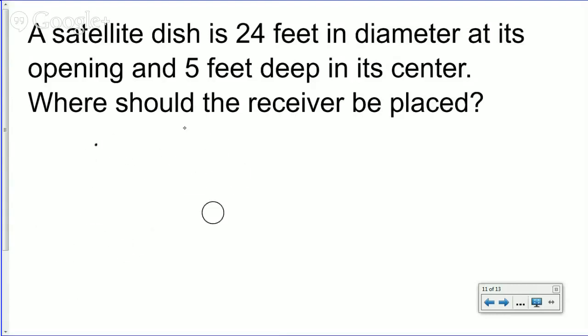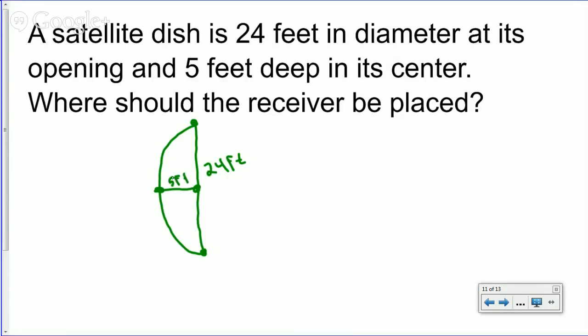So if I draw the picture of what they're giving me here. So I've got a satellite dish that is 24 feet in diameter at its opening. So I've got some ginormous satellite dish here. So from here to there is 24 feet. Okay. And it's 5 feet deep at its center. So from here to here is 5 feet.